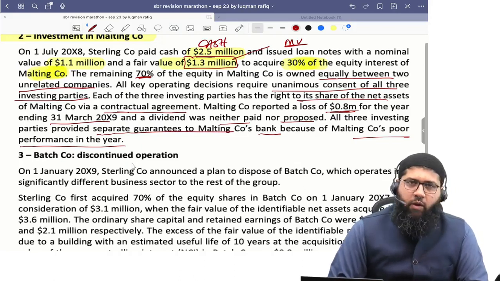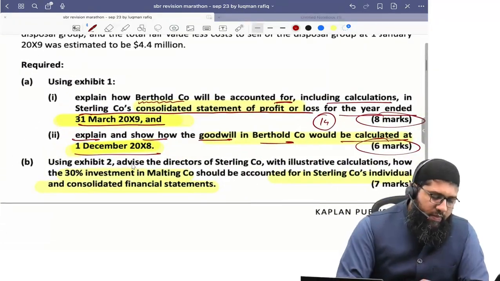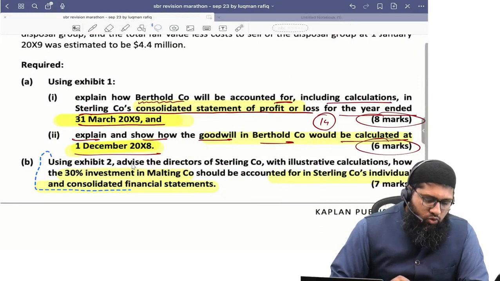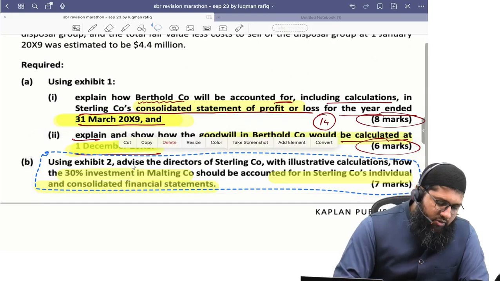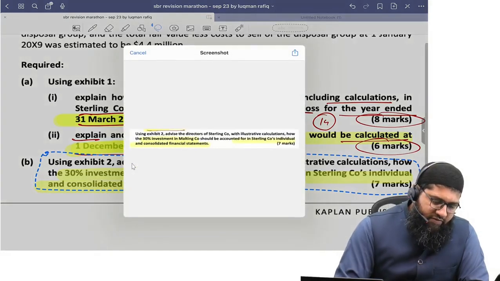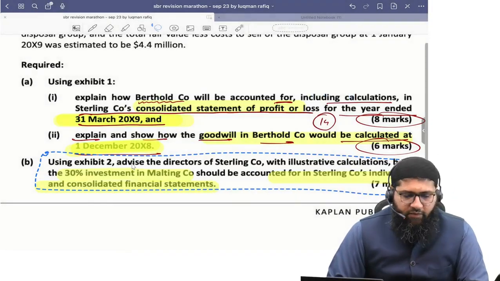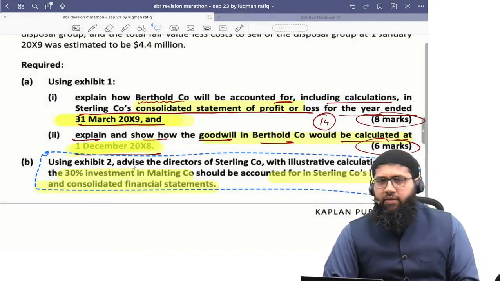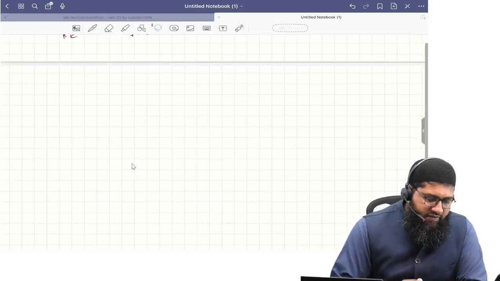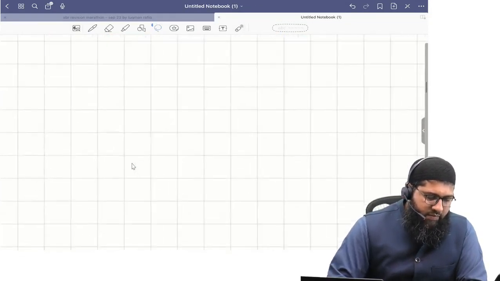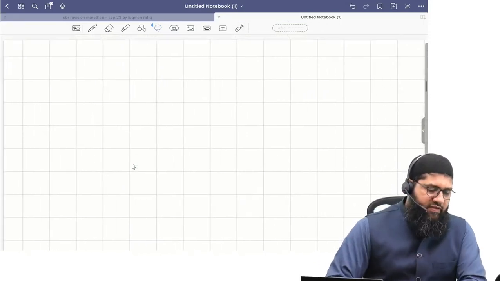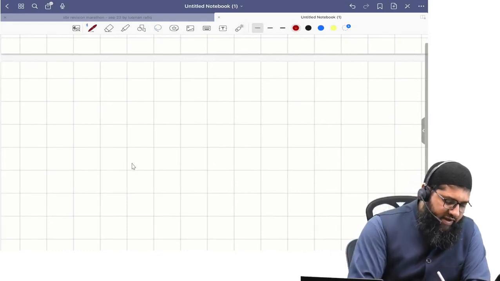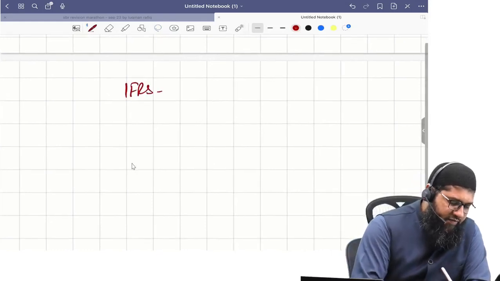Now, what was the requirement of the question? The requirement was that you had to use exhibit number 2, and while using it, you had to suggest the accounting for this Malting Company, that is, what exactly is going to be the accounting for Malting Company. Now let's start discussing this. The first concept that you need to understand is IFRS 11, which discusses joint arrangements. So the first thing I'm going to talk about is IFRS 11, which is joint arrangements.